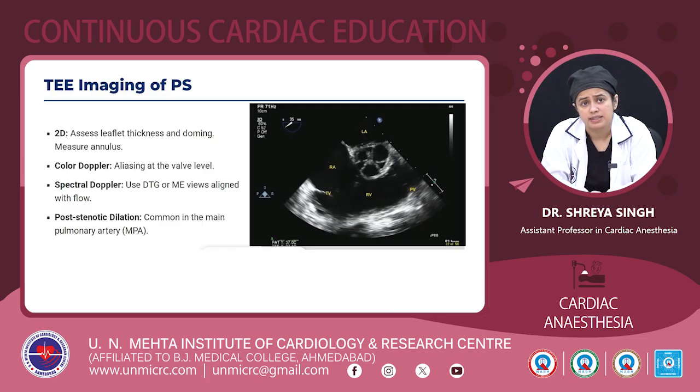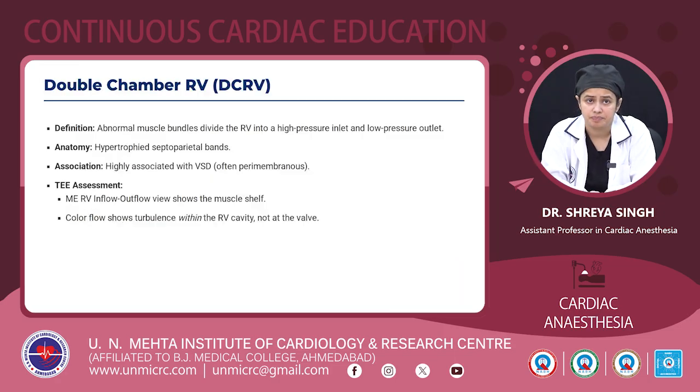On TEE, we can assess the leaflet thickness and doming. We can measure the annulus. On color Doppler, aliasing can be seen at the valvular level. For spectral Doppler, we use the deep transgastric or the mid-esophageal views, which align with the flow. And usually, post-stenotic dilation is common in the main pulmonary artery.